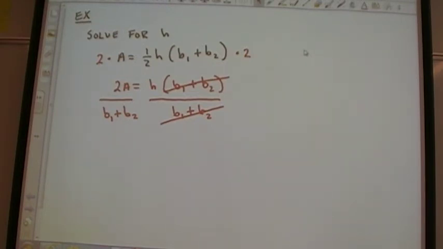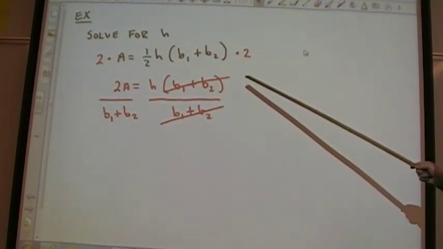What is the formula for? Does anybody know or remember? What was the question? What's that formula for? A equals 1/2 of H times B1 plus B2. Area of trapezoid. Very good. That's the area formula for a trapezoid. Now, if we're solving for H, when you have more than one variable in an equation, and you're solving for one of those variables, that's called a literal equation. Literal.